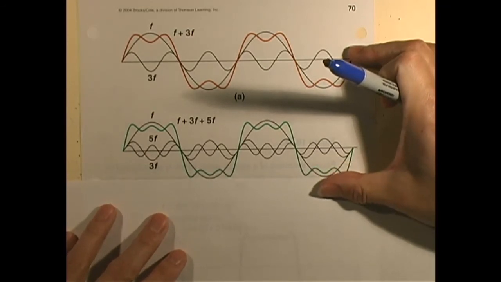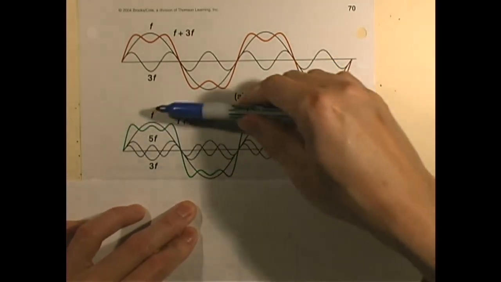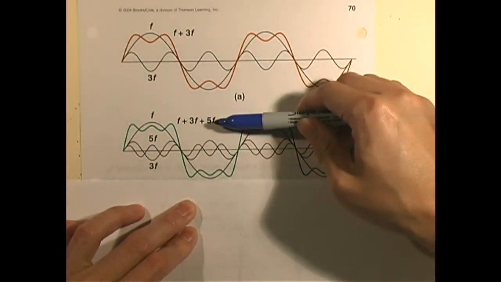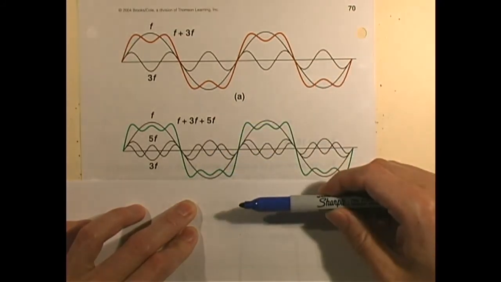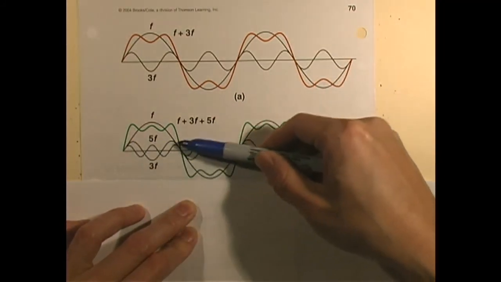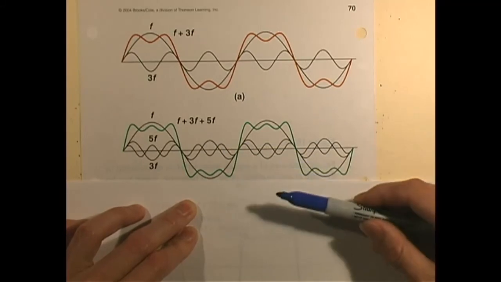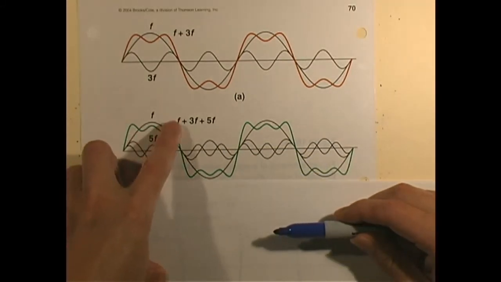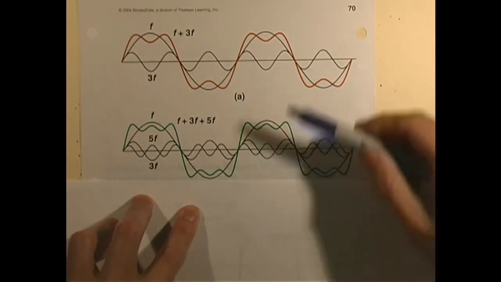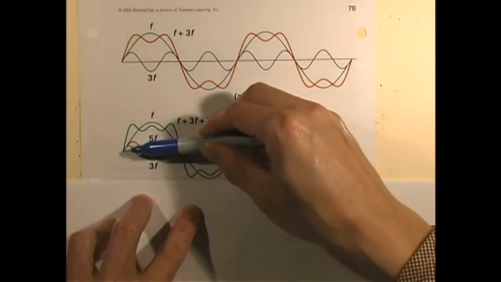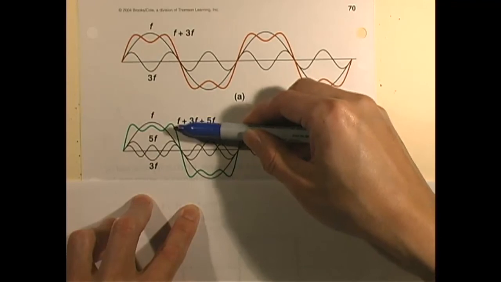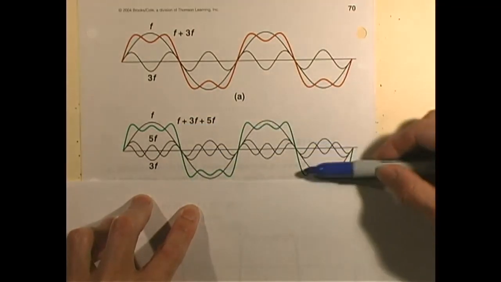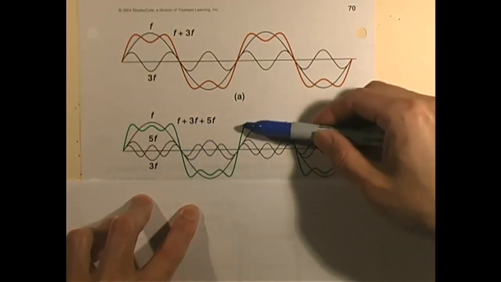Now what happens when you mix more Fourier components in? This time I have 3 waves: f, 3f, and 5f. I added one more, a 5f, which is the newest one. By adding all these 3 up, I get this green wave. This green wave looks kind of like the red wave, except it stays flatter at the top, flatter at the bottom, and goes up and down rather fast here.